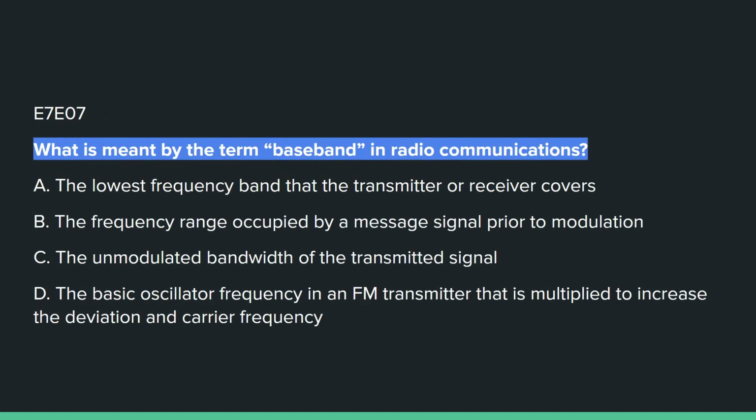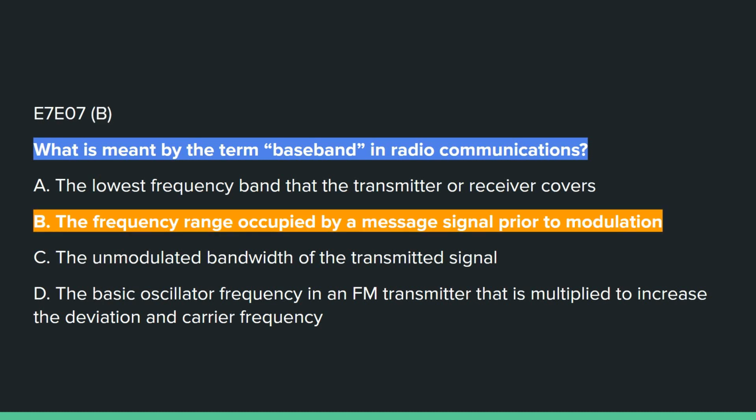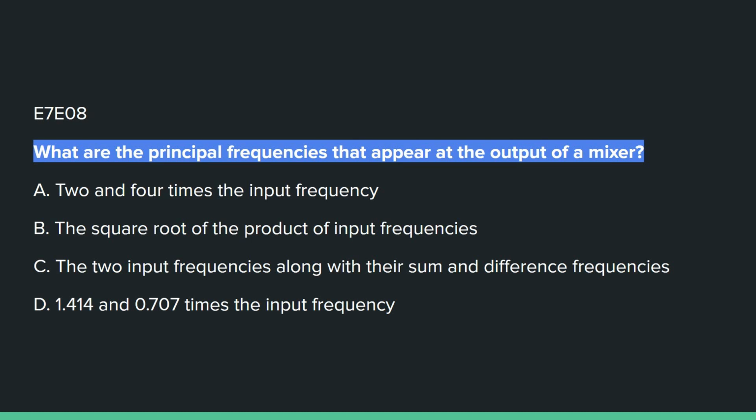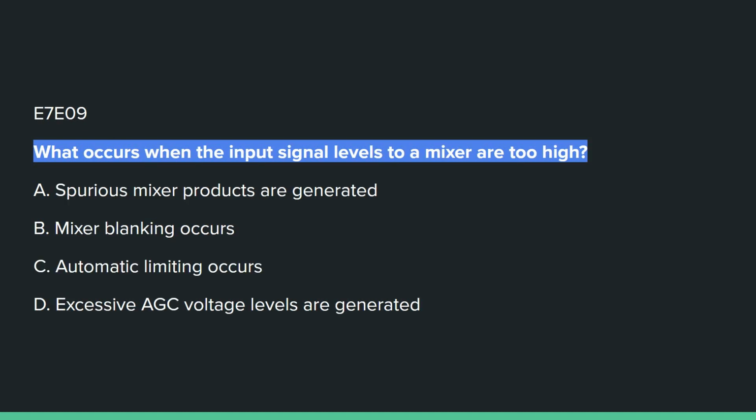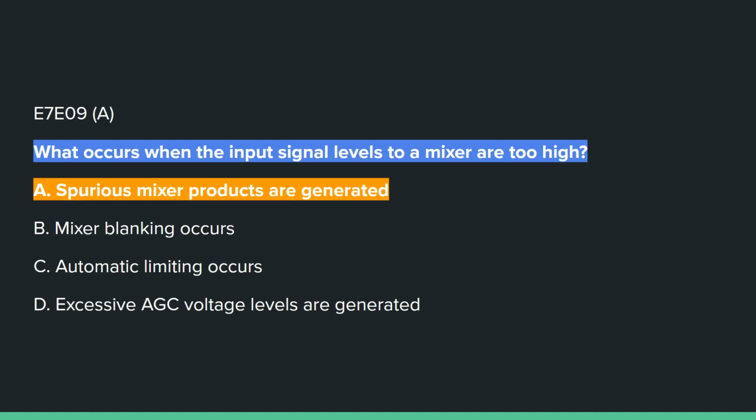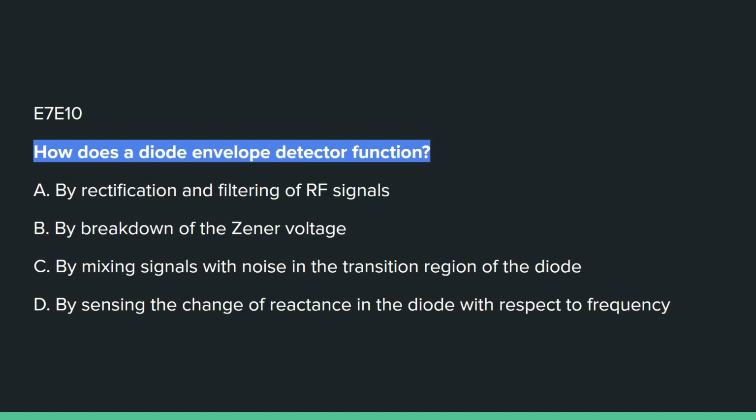E7E07, what is meant by the term baseband in radio communications? B. The frequency range occupied by a message signal prior to modulation. E7E08, what are the principal frequencies that appear at the output of a mixer? C. The input frequencies along with their sum and difference frequencies. E7E09, what occurs when the input signal levels to a mixer are too high? A. Spurious mixer products are generated.